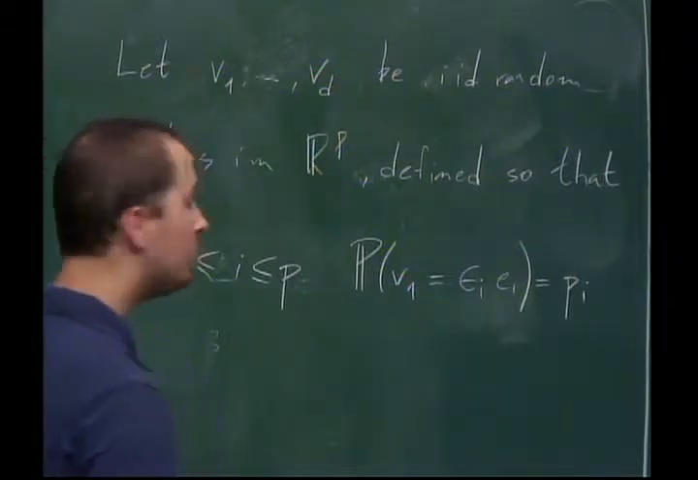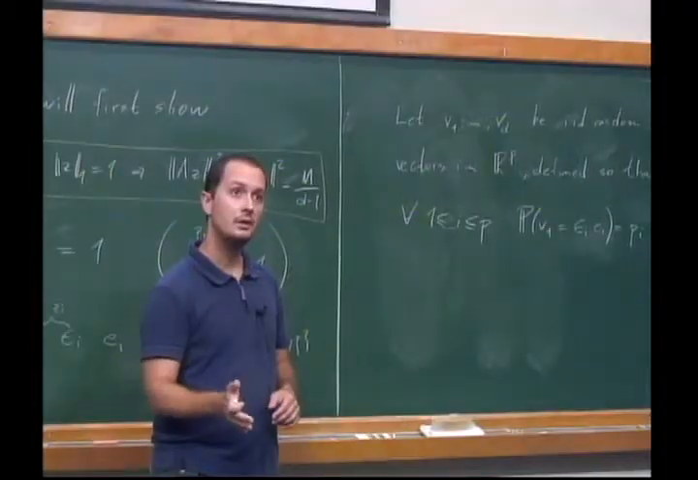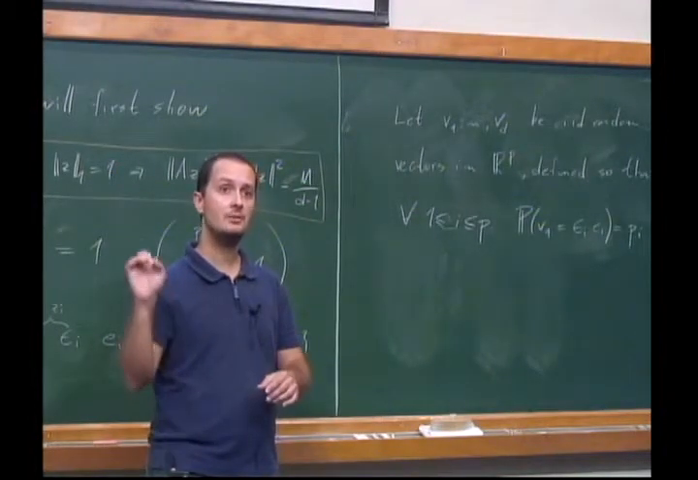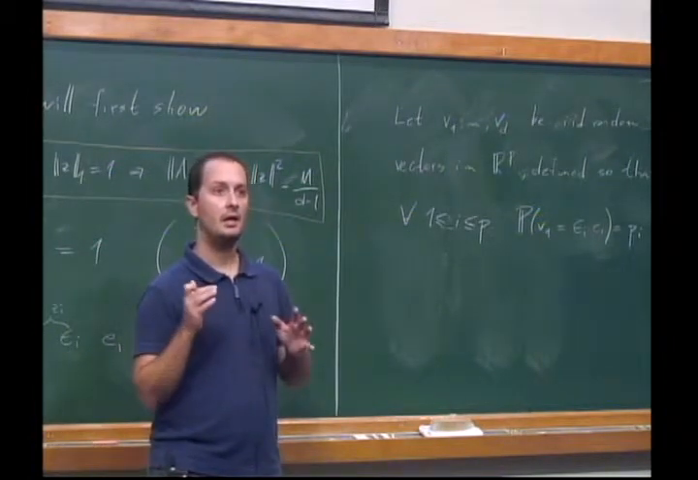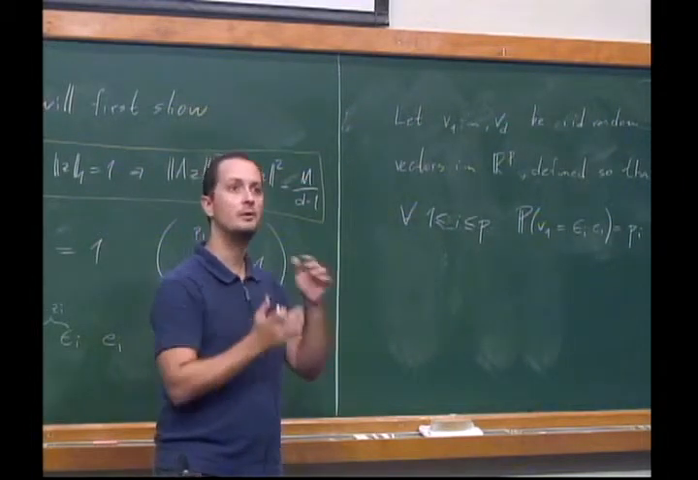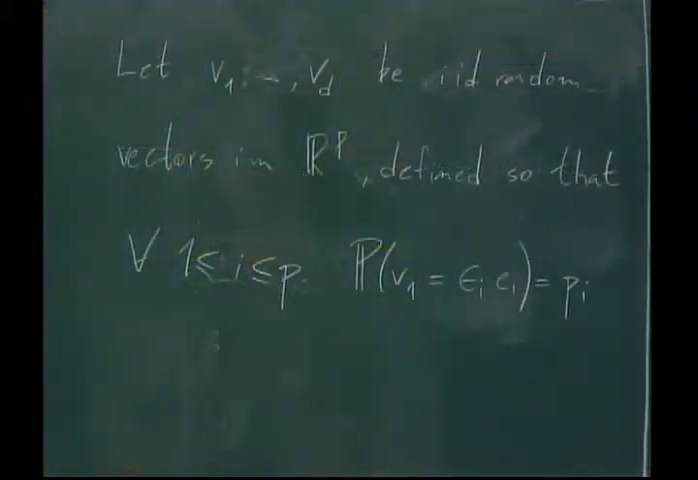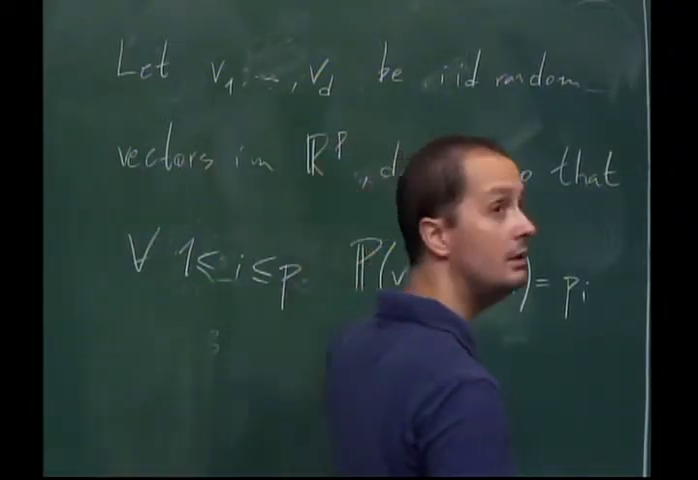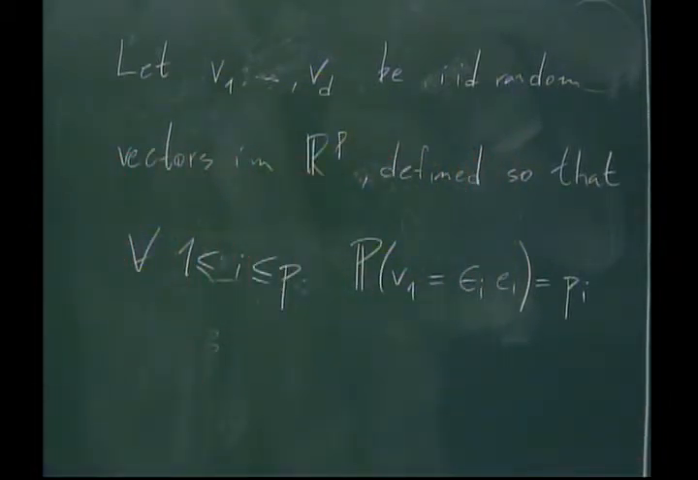Well, when I choose V1, I'm choosing a random vector. With probability p1, this vector equals epsilon 1 times the first canonical basis vector. With probability p2, this vector equals epsilon 2 times the second canonical basis vector. And the same for all other possible choices. I haven't done anything illegal here, right? So everything is well defined. This is just some discrete probability distribution in R^P. I can take d random vectors with this distribution.